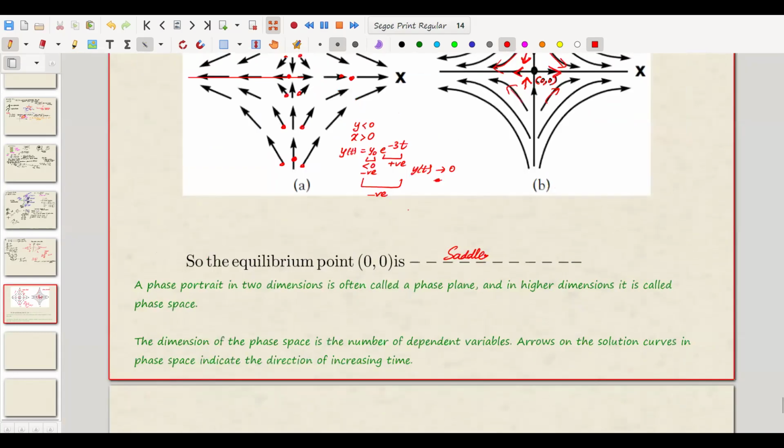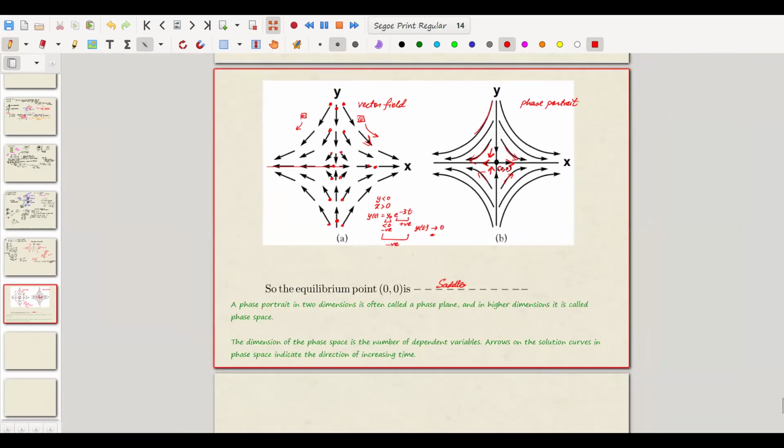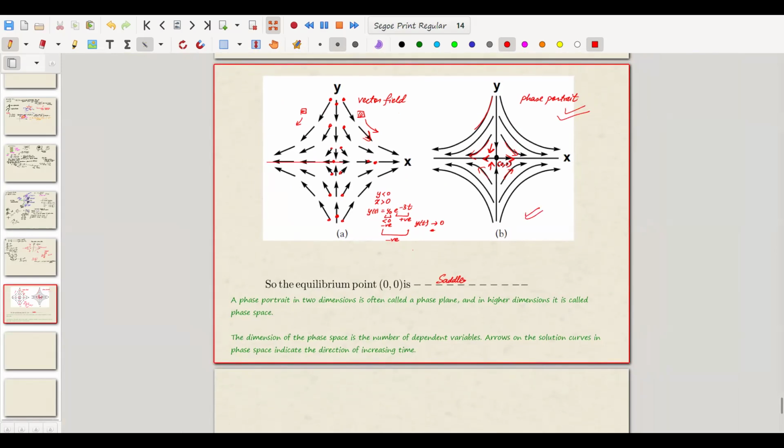So you can expect something like this. An example might be given to you and you have to compute the phase portrait. Then you have to draw this diagram, and then it will be asked to deduce the type of equilibrium point it is. Based on this observation you should deduce that it is a saddle equilibrium. So this is something very important. Try to understand this very carefully.